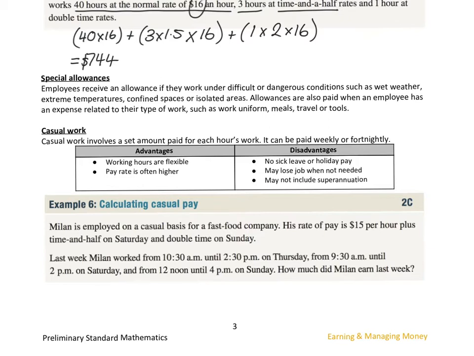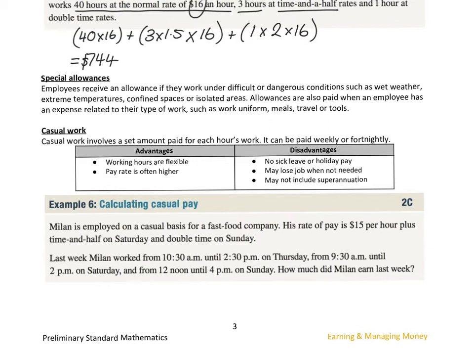Allowances are also paid when an employer has an expense related to their type of work, such as work uniform, meals, travel, or tools. So if you do have a casual job, if you have a look at your pay slip, a lot of them will have an allowance for laundry or uniform. It's very small, but it will be there, okay?